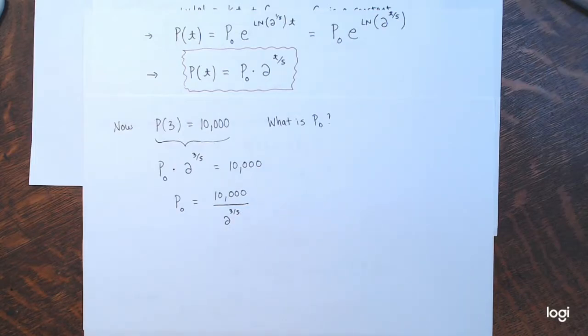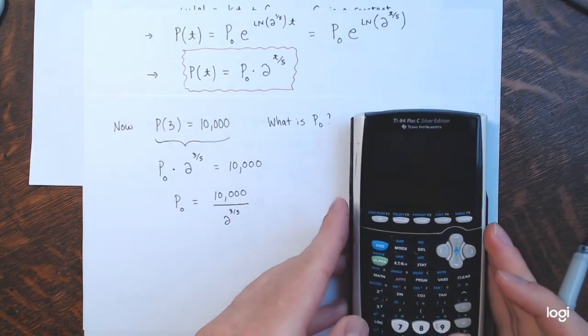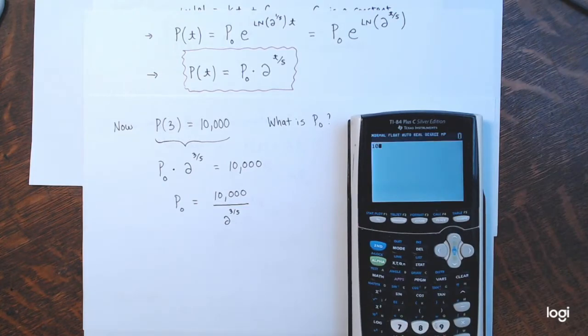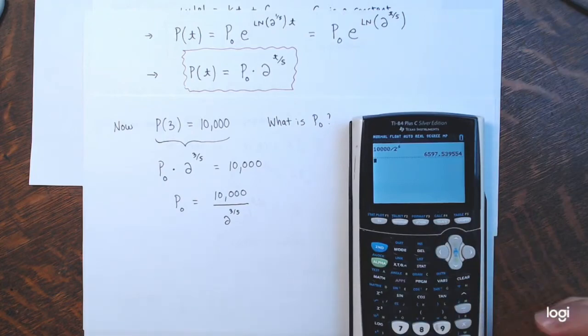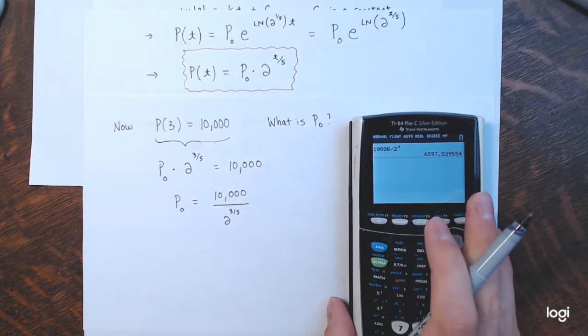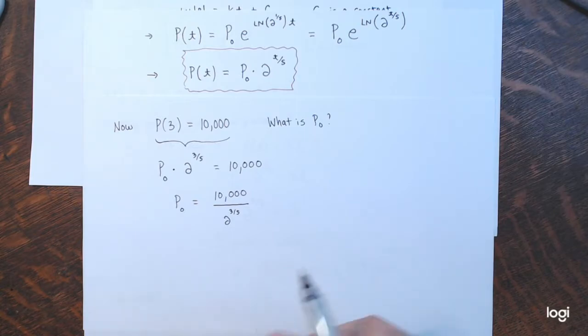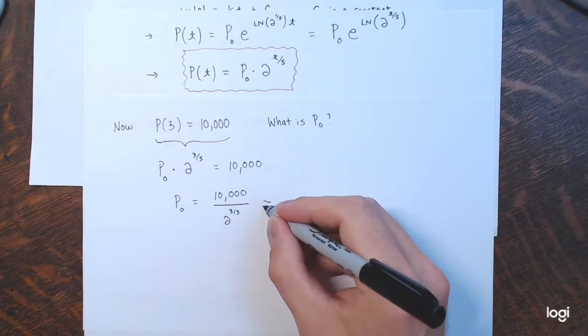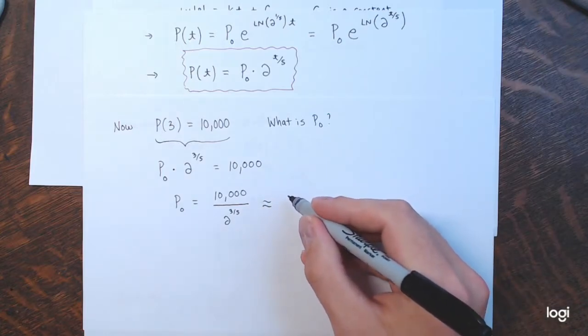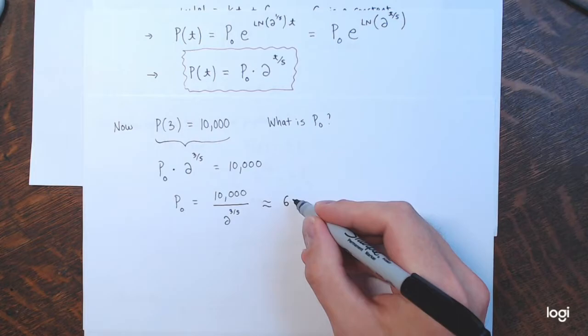So again, I'll put this in my calculator. So 10,000 divided by 2 to the 0.6 power for 3/5. It's closer to 6,598. It's 6,597.539, but again, we're talking people here. So I'm just going to round to the nearest person. So it's approximately, if you round to the nearest person, 6,598 people.